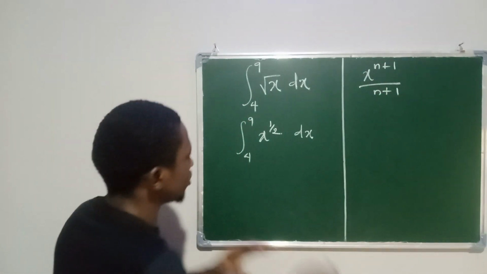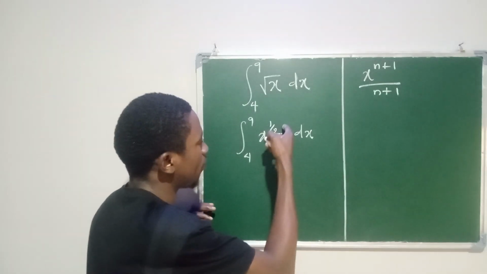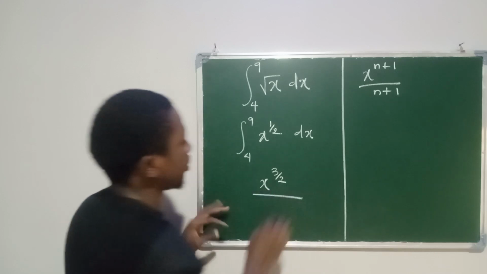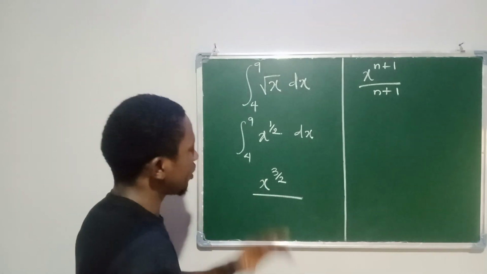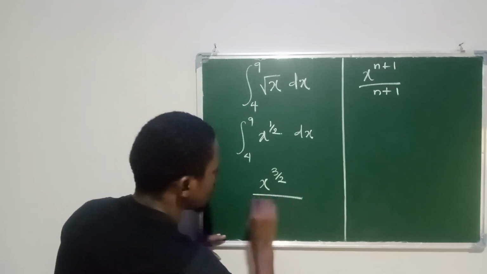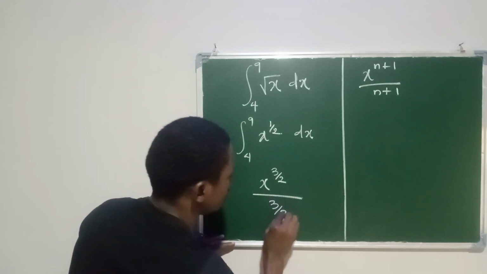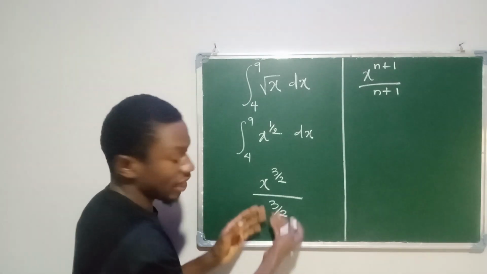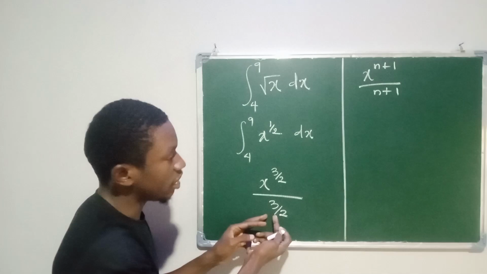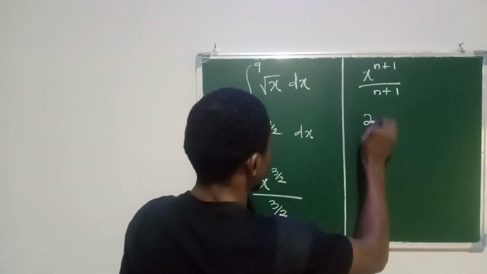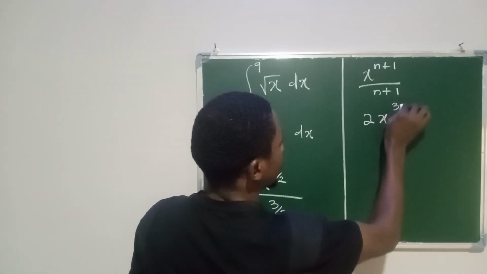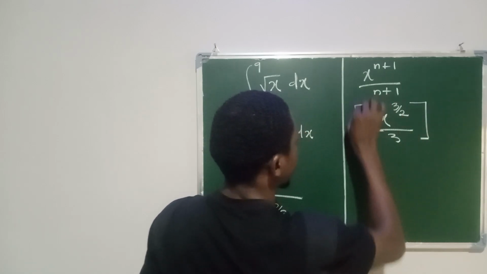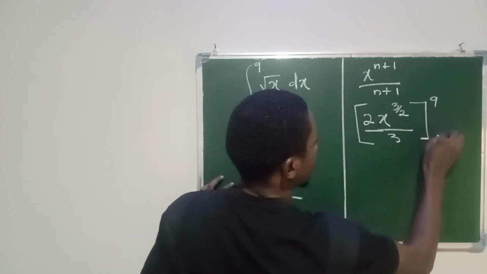If we add 1 to the power here, we'll have x raised to the power of 3 all over 2. We divide all through again by 1 all over 2 plus 1, which gives us 3 all over 2. And because we are dividing by a fraction, this can come up and this one comes down. So we have 2x raised to the power of 3 all over 2, all over 3. We are not forgetting the boundaries 9 and 4.